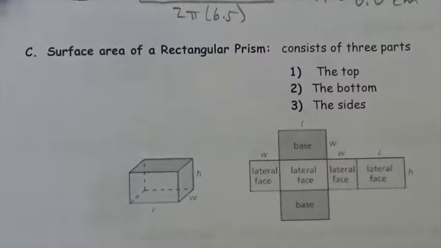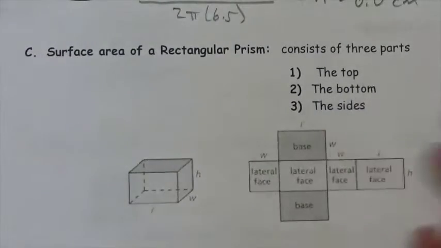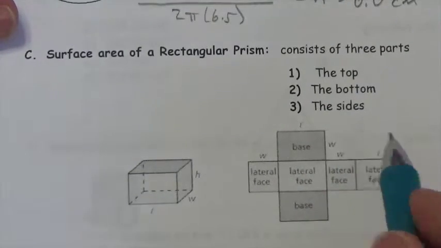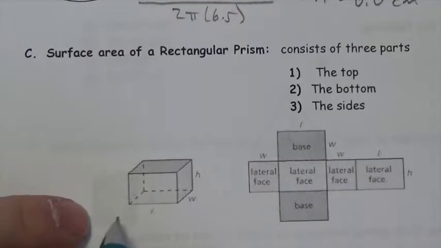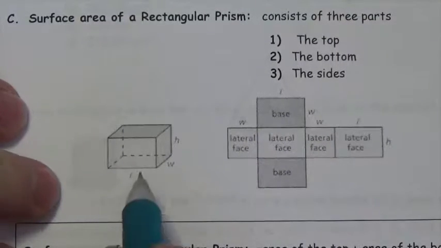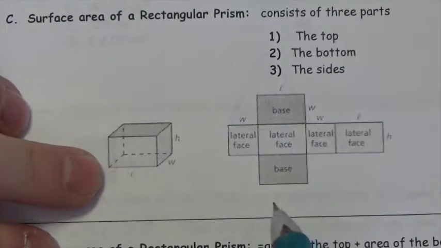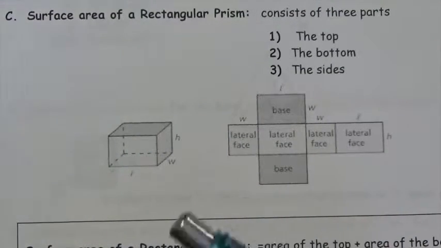And finally, we'll look at how to find the surface area of a prism. So now let's take a look at what constitutes the surface area of a rectangular prism. It consists of three parts here. You're going to have the top, the bottom, and then the sides. Okay, so we've got the length, the width, and the height here. Now the bottom area is going to be the length times the width. It's this rectangle right there. Bear in mind, that could be a square. This could be a square prism.